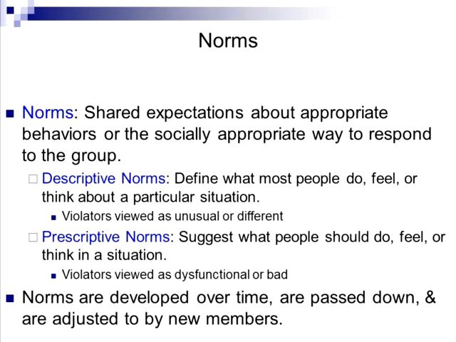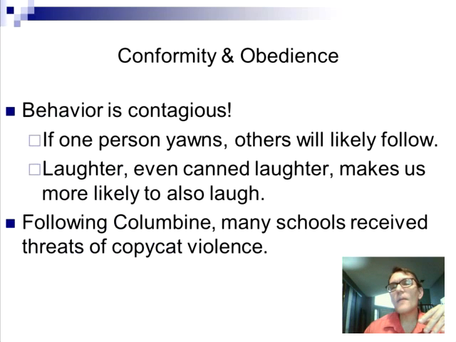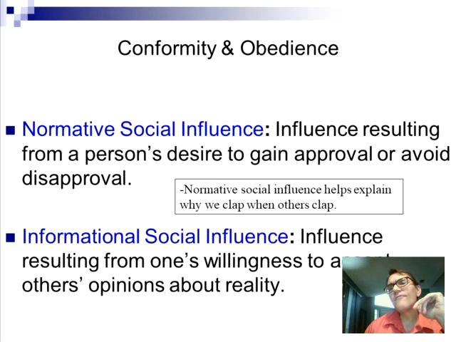Okay, norms might be developed formally at the beginning, but they get passed down and then adjusted as new members of different groups come in, so that the norms will then change to fit the newcomers as well. Okay? So when we talk about conformity and obedience, I'm just going to very briefly talk about some of the social psychological literature on this stuff. Number one, behavior is contagious. Okay, if one person yawns, others are likely to follow. In a classroom, if one student is, then many others will follow. Okay, so we find that the same thing can happen in an organizational sense. If certain members of the organization or a group or team are acting in one way, then other members will copy it.